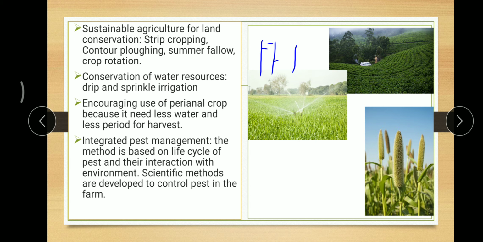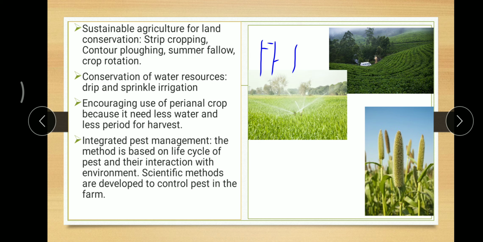Then another method in sustainable agriculture is the conservation of water resources. Yes, water resources are very important. See, modern technology has polluted the water resources, groundwater and surface water. Even the traditional methods need a lot of water, but methods like drip irrigation and sprinkler irrigation need very little water compared to traditional methods.